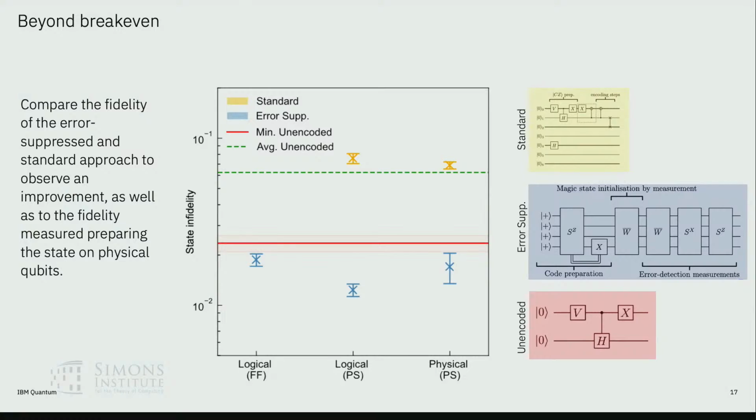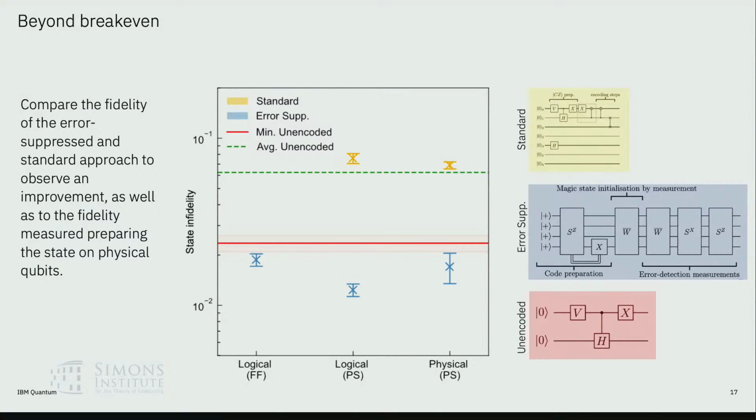And on the same device, we choose 7 qubits to encode the 422 code. And in the standard procedure, this is in the orange data point. We have results from the logical tomography and the physical tomography. And the results are very similar, as it should be, but the results are above this green line. And the green line is showing the average infidelity from all the 2 qubit unencoded state that we prepared.